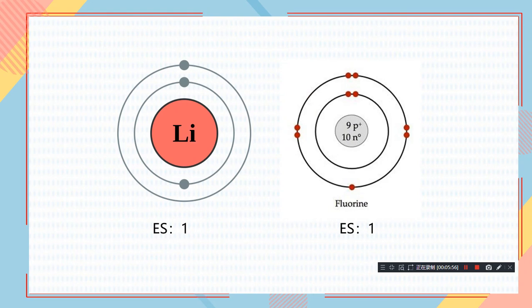For example, for lithium and fluorine, their electron shielding is both 1. But fluorine has a bigger electron affinity, because fluorine easily becomes the noble gas state with 8 valence electrons. It's easier to get 8 valence electrons than lithium. So fluorine has the bigger electron affinity.